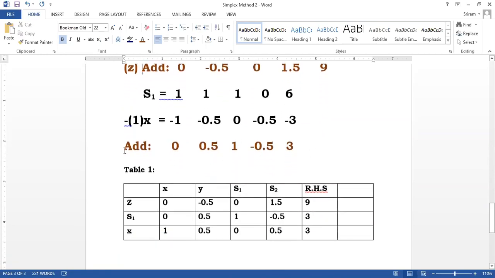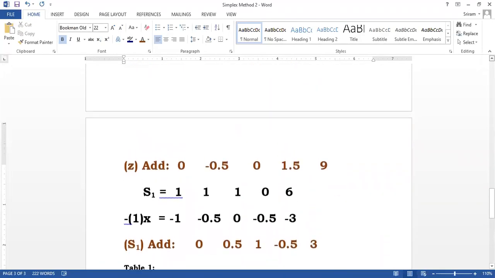And here we have found S1, isn't it? We have found the value of S1. So I am going to take this value as S1. This is 0, 0.5, 1, minus 0.5, 3.